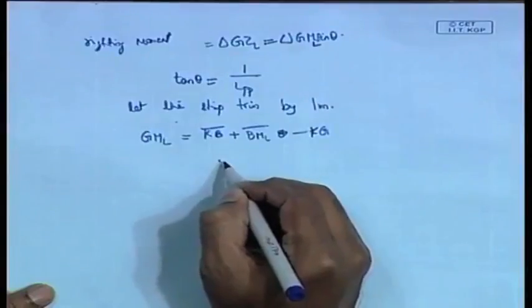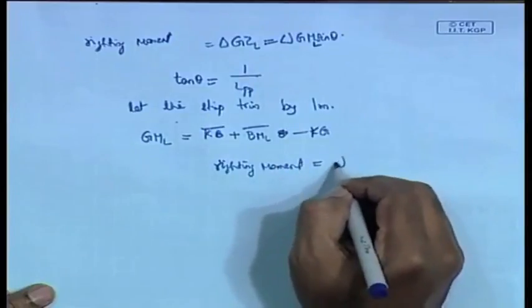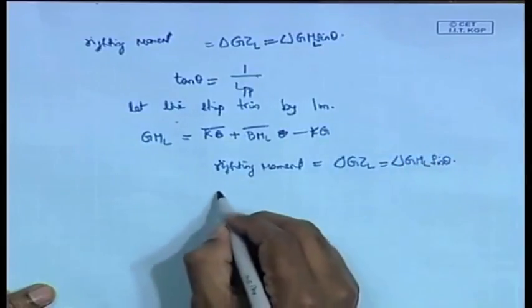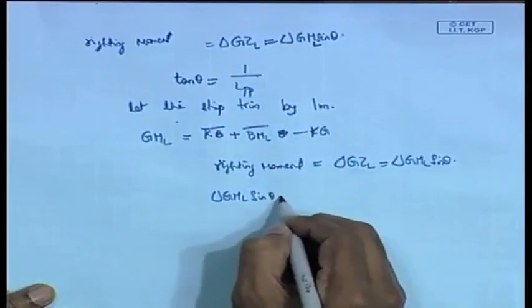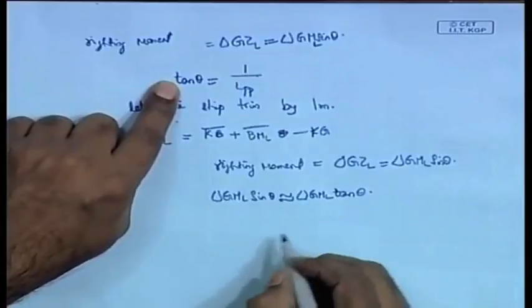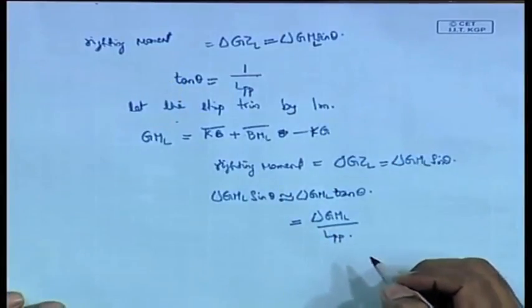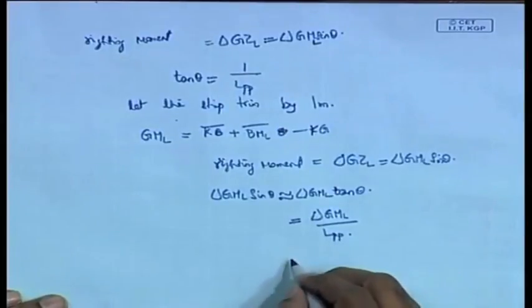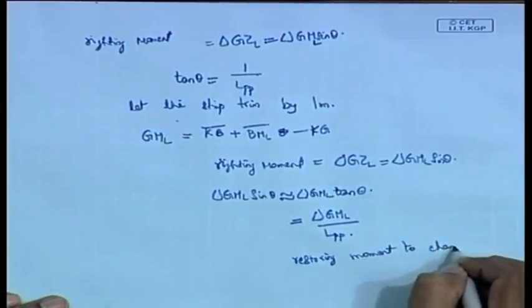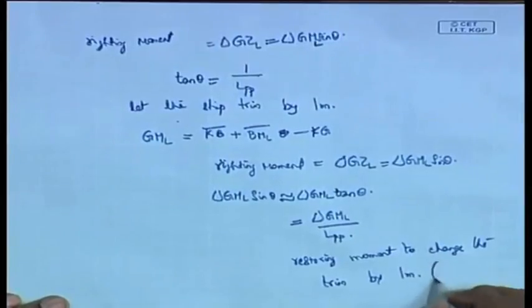So, we can assume that the righting moment is equal to delta GZ L equals delta GML sin theta, and delta GML sin theta is approximately equal to delta GML tan theta, and we have seen here tan theta is equal to 1 by LPP, that is equal to delta GML by LPP, and this expression gives you the restoring moment to change the trim by 1 meter, and this is known as MCT.